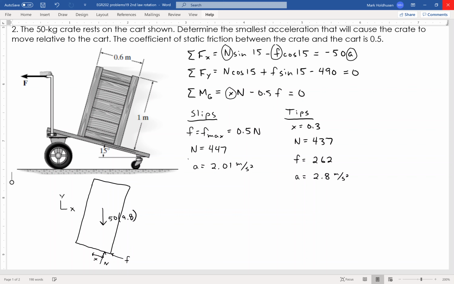Well, because of that, I know this is the answer because it starts slipping before it starts tipping. So at an acceleration of about 2 meters per second squared, this thing will start slipping down. So again, if I don't want this thing to move, I've got to keep it below 2.01 meters per second squared. So again, as with most friction problems, I've got to solve it a couple of different times to determine which case is actually occurring in a problem like this.